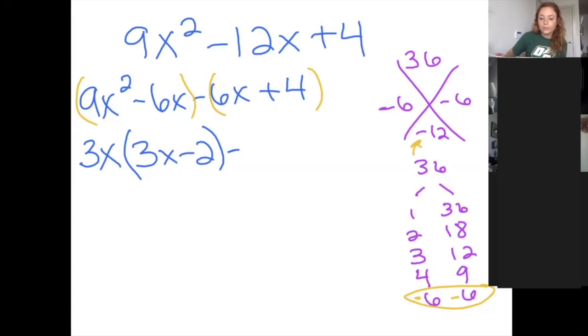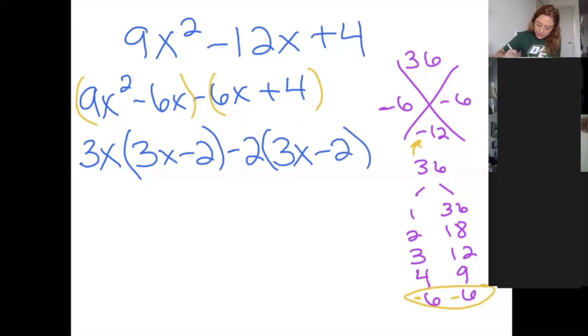GCF of 6 and 4. 2. Do they both have an x? No, so you can't take out an x. So 2 times what would give me back 6x? 3x. And negative 2 times what would get me back to positive 4? Negative 2. Does that give us our common factor? Yeah, our common binomial right there.